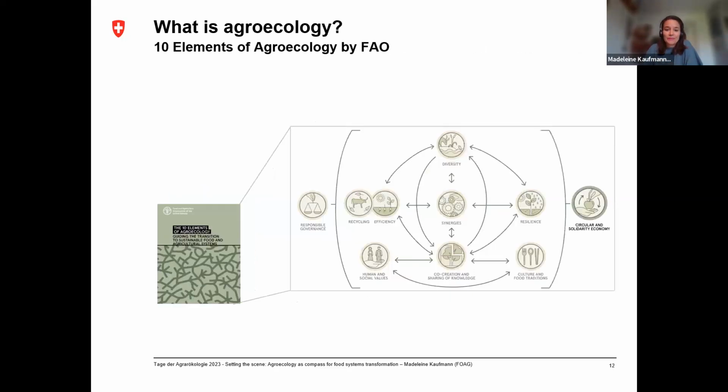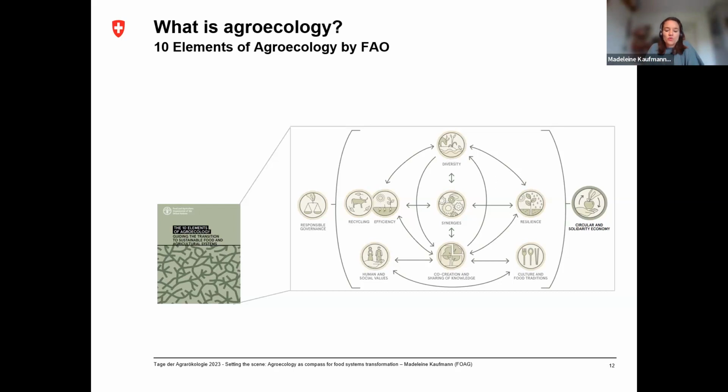Next slide, please. So on the other hand, the 10 elements of agroecology by FAO, which were adopted by the FAO Council in December 2019. At that time, the Rome-based agencies and above all FAO introduced the term agroecology to offer a concept that reconciled various approaches that could transform food systems and like that offer their member states a way to reach consensus.